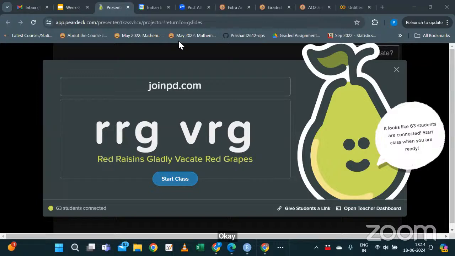So rest of the people, please try to join this one. If you are not able to join, I suggest you refresh, because that is the only way. Just open a fresh browser, enter joinpd.com, and after that enter this code: RRGBRG.